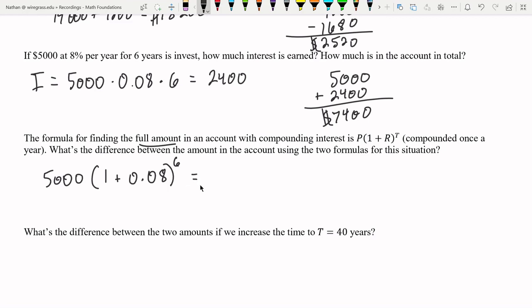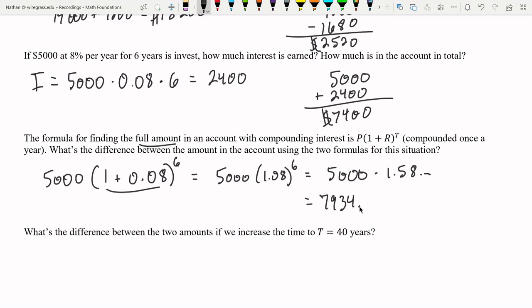So we can just plug it into a calculator. Of course, order of operations says we're going to have to do this part first. So we could simplify it that way if you wanted to. 1.08 to the power of 6. And we do 1.08 to the power of 6, giving us 1.58, and then it continues on. I'm just going to multiply that by 5,000, and that gives me 7934.37. Again, this is a dollar amount, so we're going to round to two places.